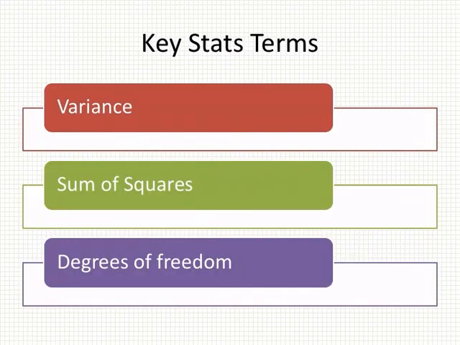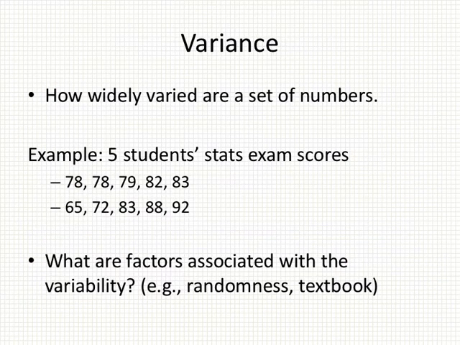And here, I'm going to explain some key statistical terms: variance, sum of square, degree of freedom. Variance is how widely varied our set of numbers is. For example, if these are 2 sets of stats exam scores from 5 different students, which one do you think has a larger variance by eyeballing? Second? Yeah, it's clear that this is more varied.